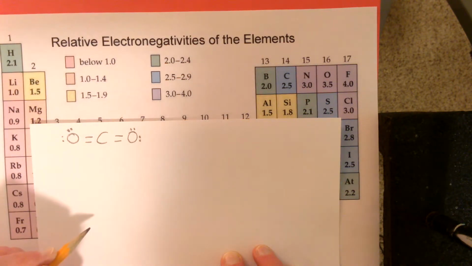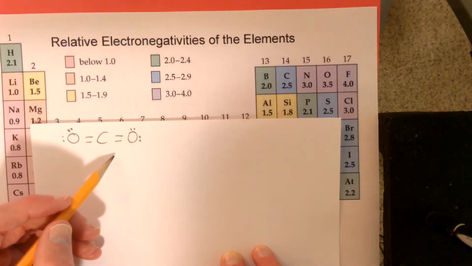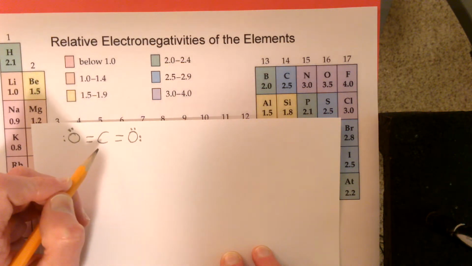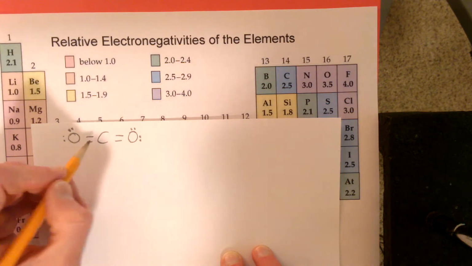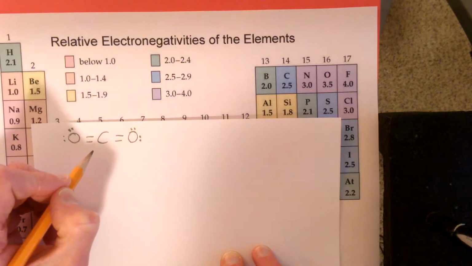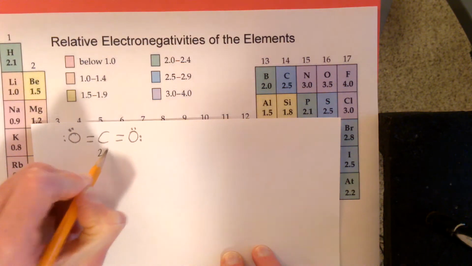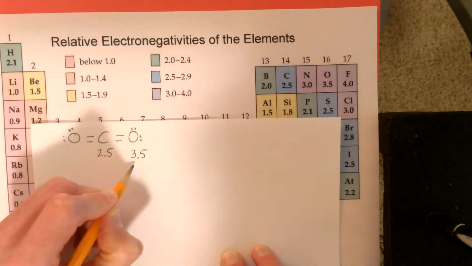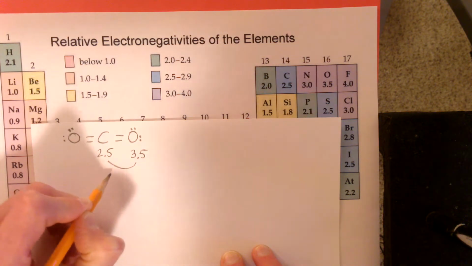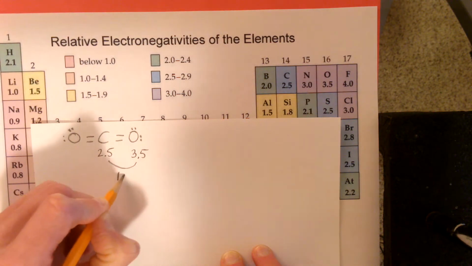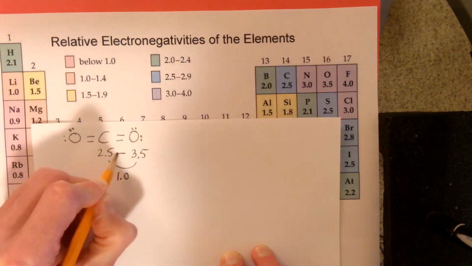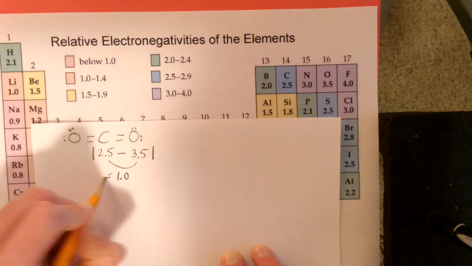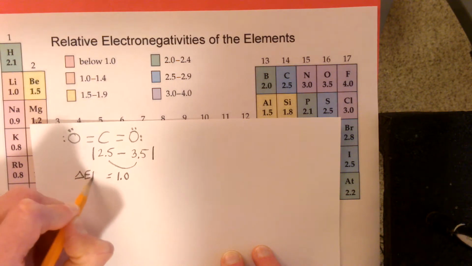Now if we want to predict that bond type, is it polar covalent, nonpolar covalent, or ionic? What we do is we use the Pauling scale to determine that. So we take the electronegativity values, 2.5 for the carbon, 3.5 for the oxygen, and we simply take the absolute difference. The absolute difference is 1.0 between those. That's what we call the electronegativity difference.